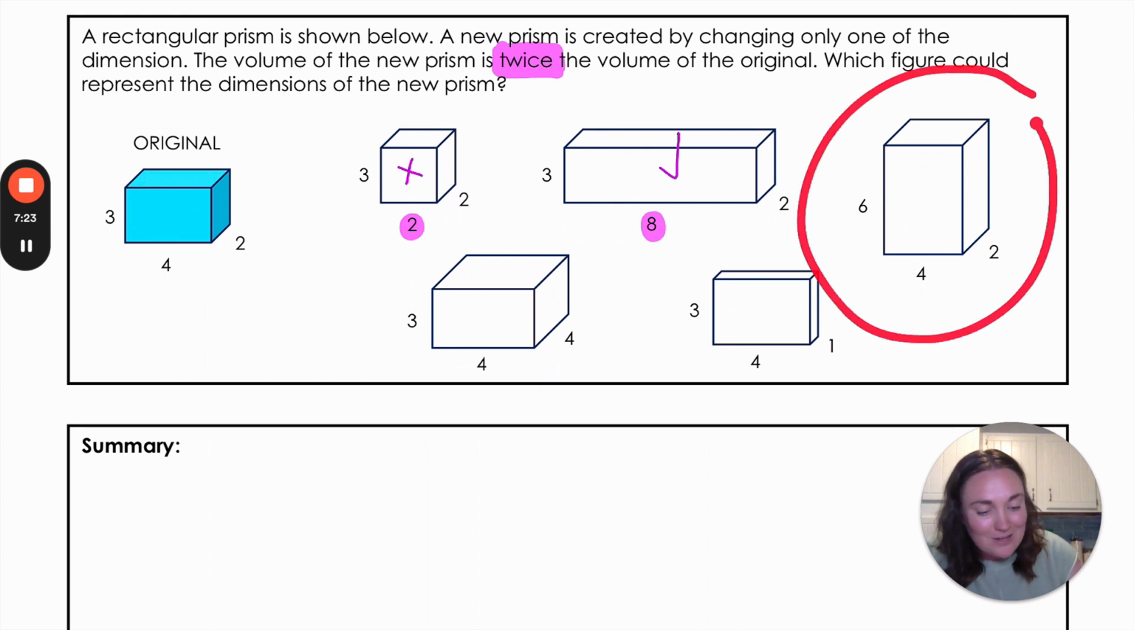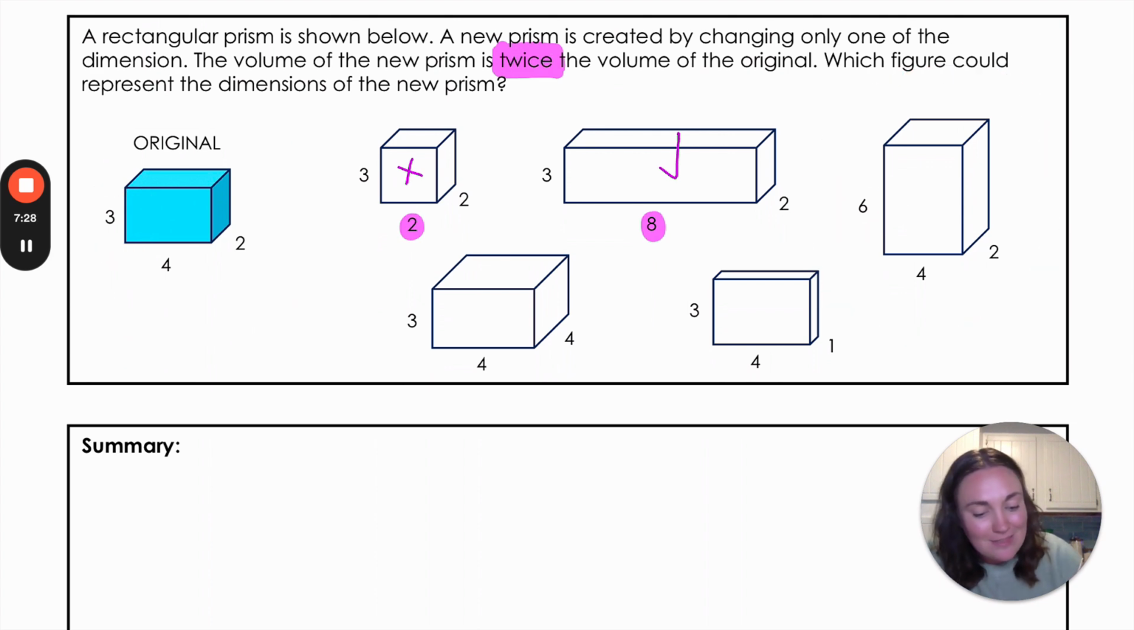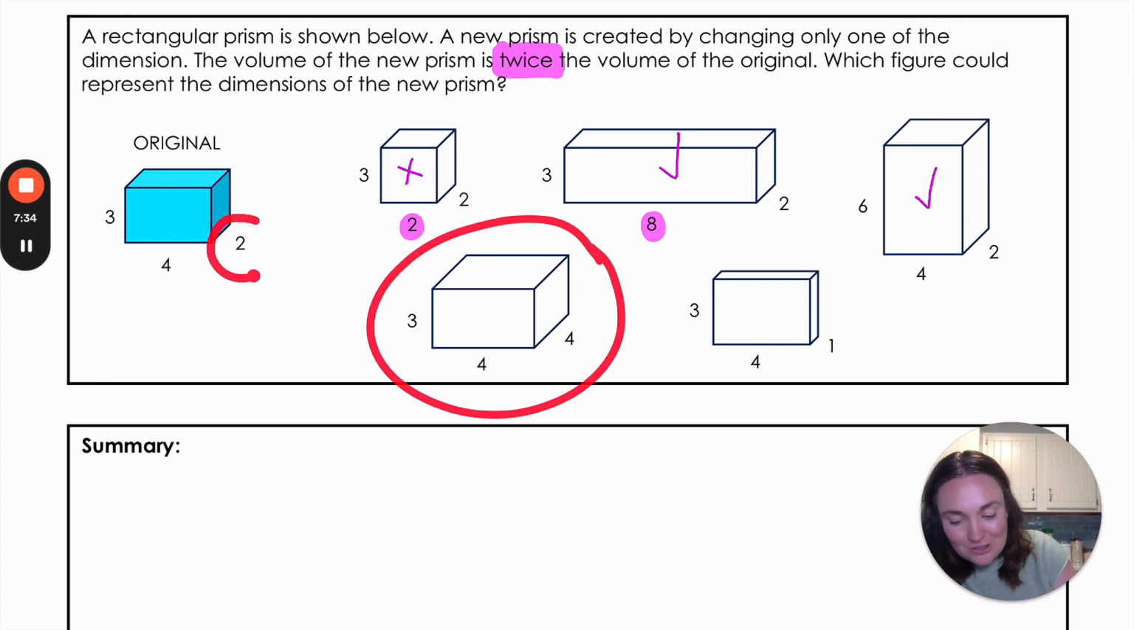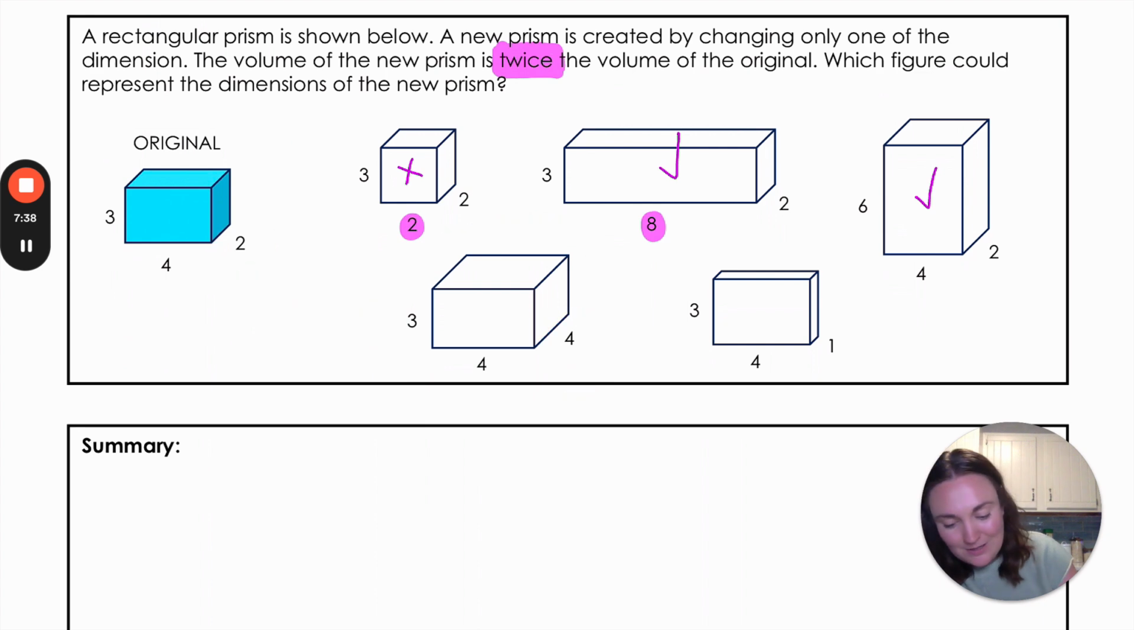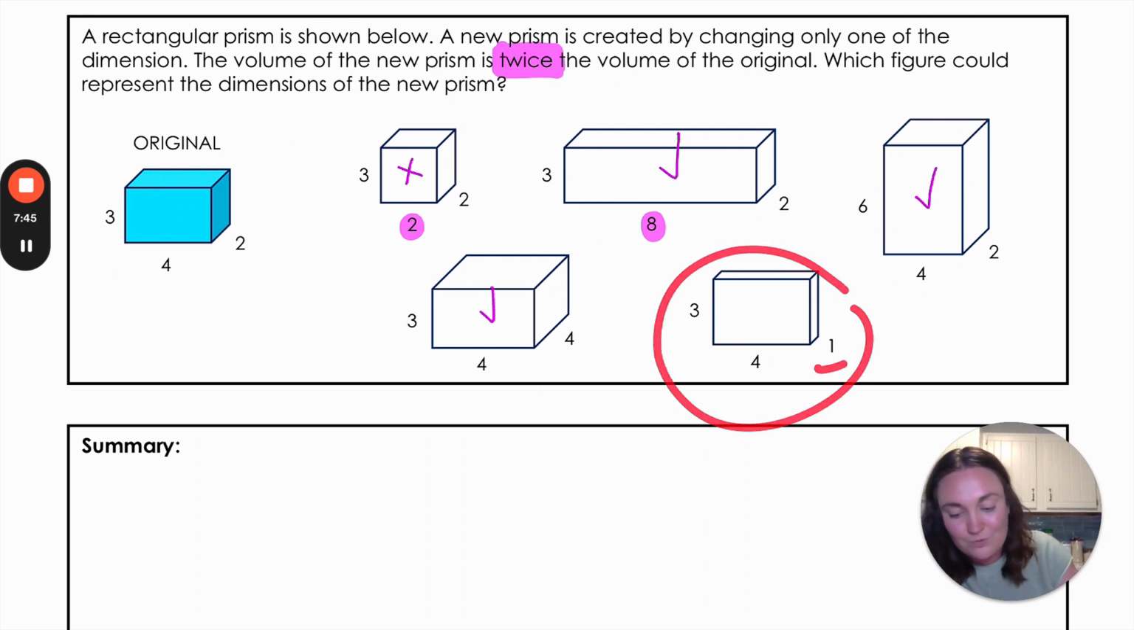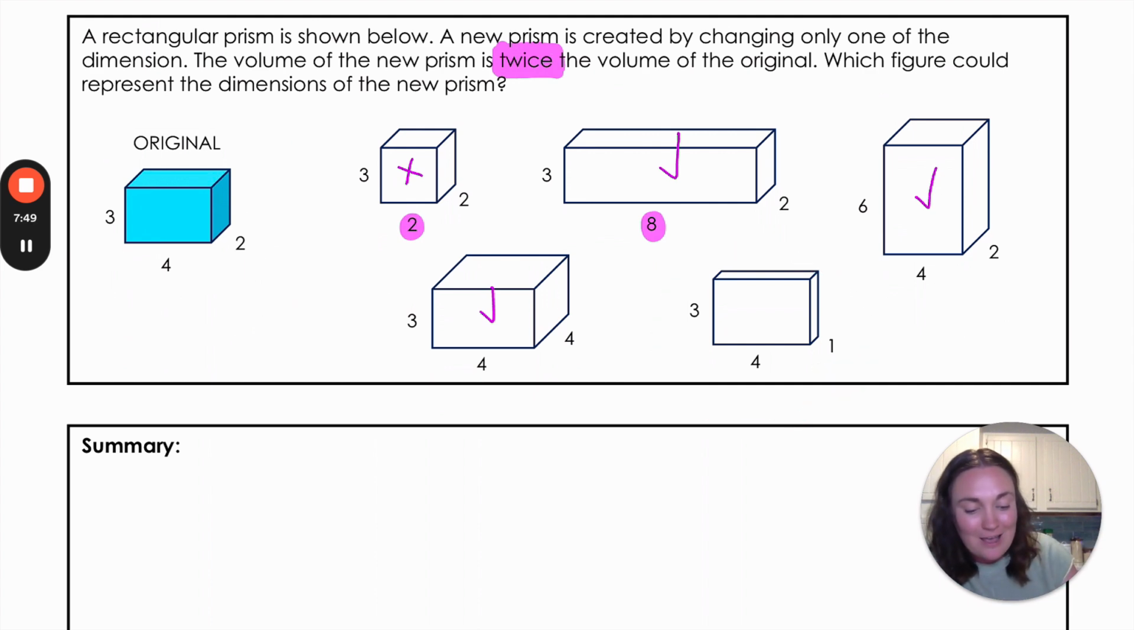Next one over here on the right, this time they changed our 3 to 6. So 3 to 6, we're multiplying by 2. That would be twice the volume, so this one is correct. Our next one on the bottom left, they're changing our right-hand side, that 2 to 4, again multiplying by 2. So that one is correct. And our last one, they changed our 2 to 1 this time. And so that time they were dividing by 2, so it would have half the volume. So that one is incorrect.